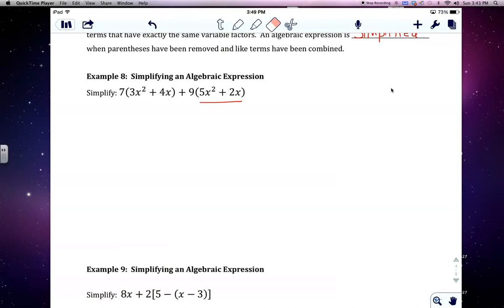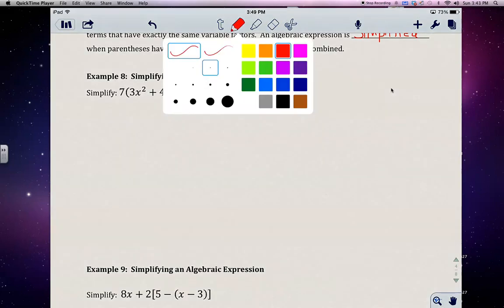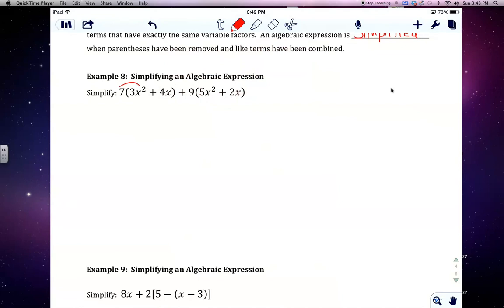This is when you say, well, I can't add those two inside the parentheses, but I can use the distributive property. And again, the distributive property is multiplication over addition. So I like to do this. I'm going to take 7 times 3x squared, which is 21x squared. And some people will write 7 times 3x squared. If you want to do that, you can, but I'm going to skip that step.